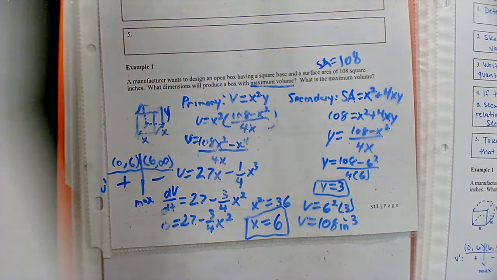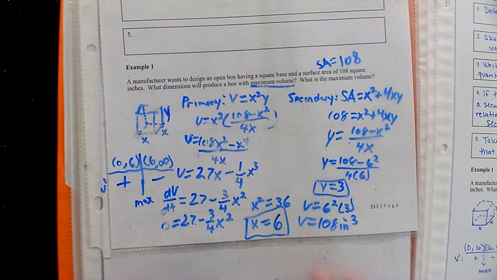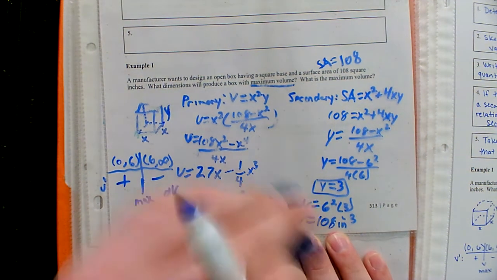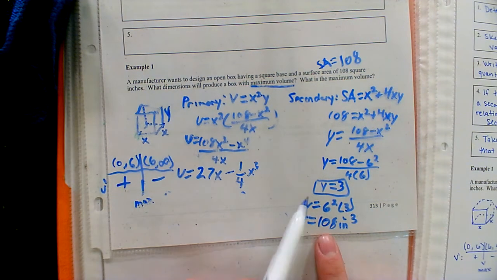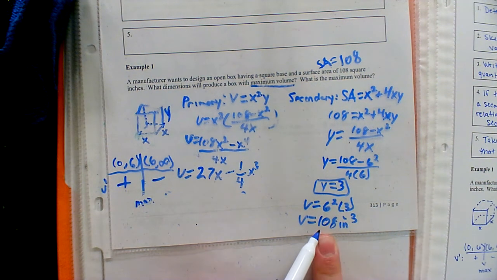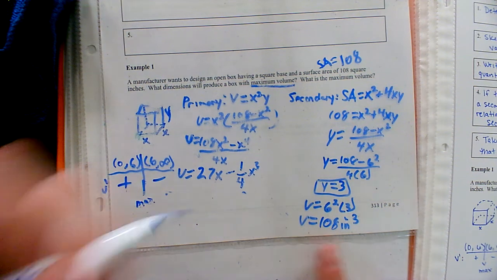So I'm going to erase a little bit of this because I need to put one more thing here and I'm running out of room. So I'm going to erase over here. So this is our final answer. We found the x, we found the y, and they wanted the volume. So we found that. But we're just going to make a statement.